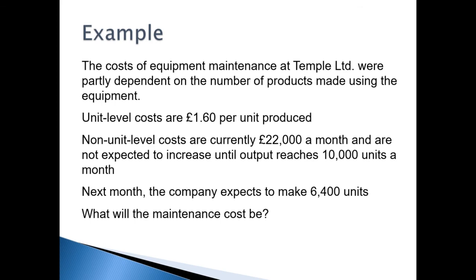So let's look at an example. Temple Limited, the maintenance equipment at Temple Limited. So the more products you make, the more maintenance you have to do. So the costs per unit are £1.60. The other costs amount to £22,000 a month, and they're expected to be stable until 10,000 units a month is reached. Now next month we expect to make 6,400 units. So what will be the maintenance cost next month?